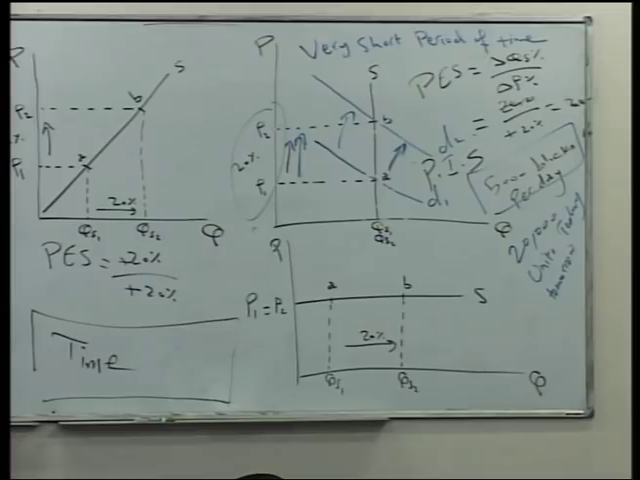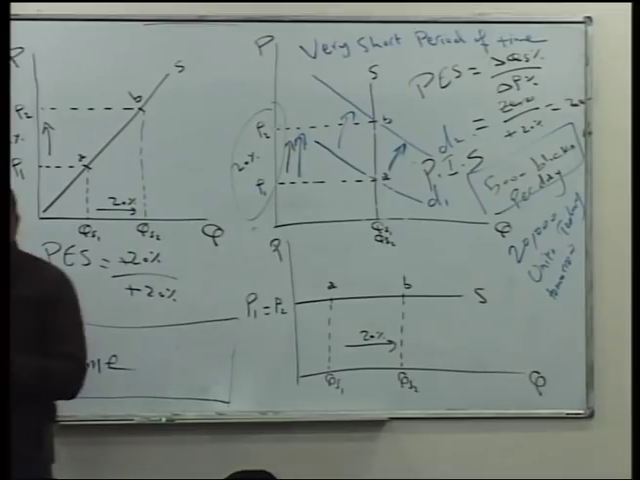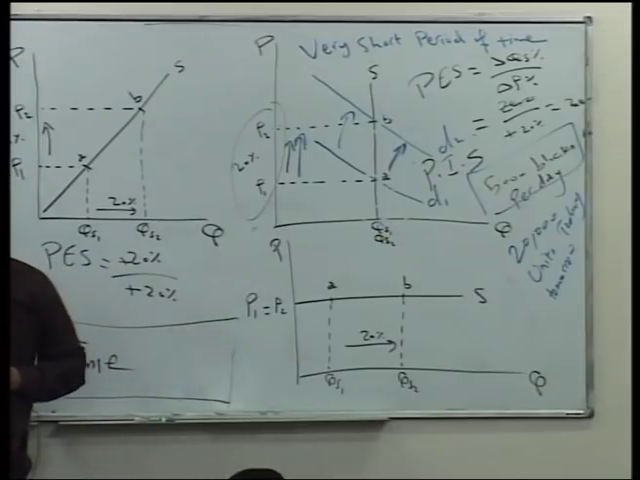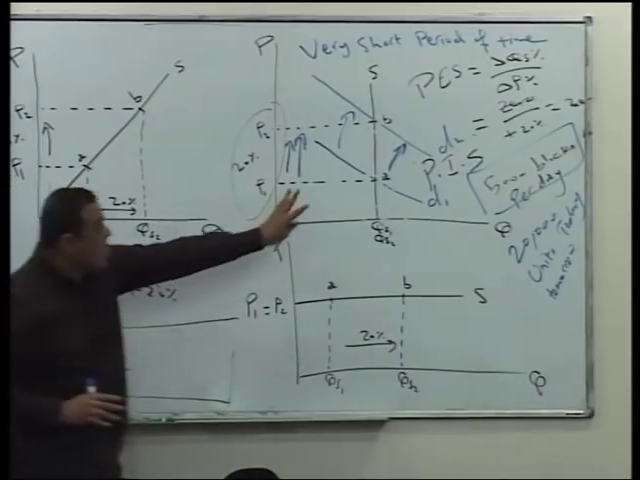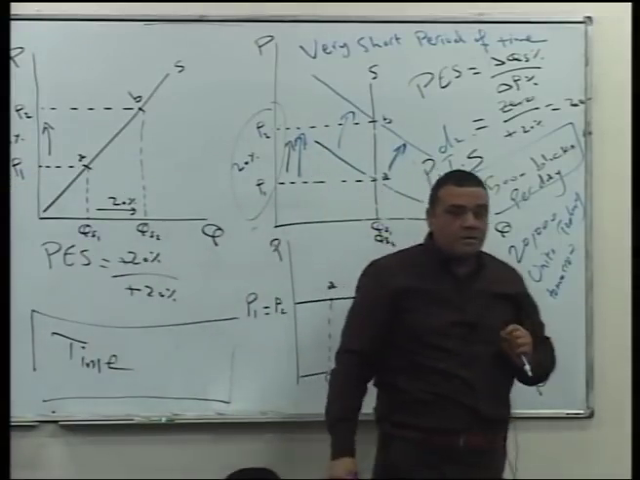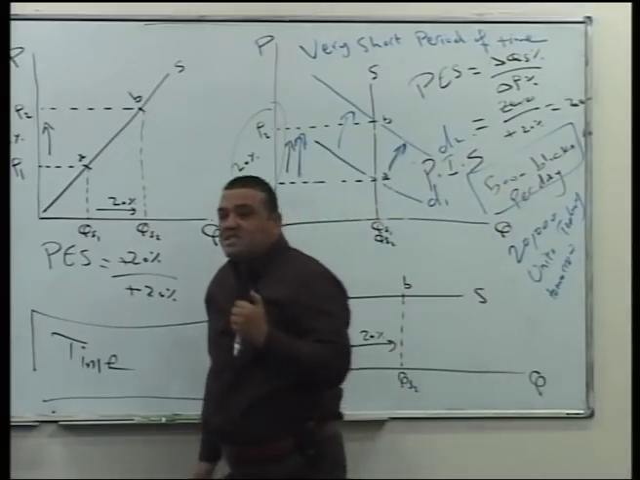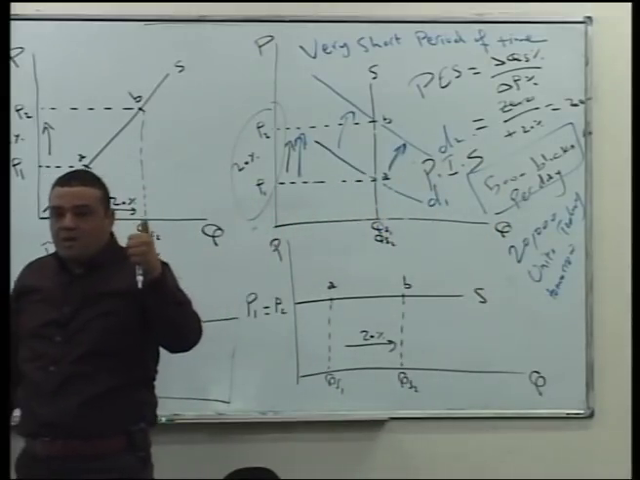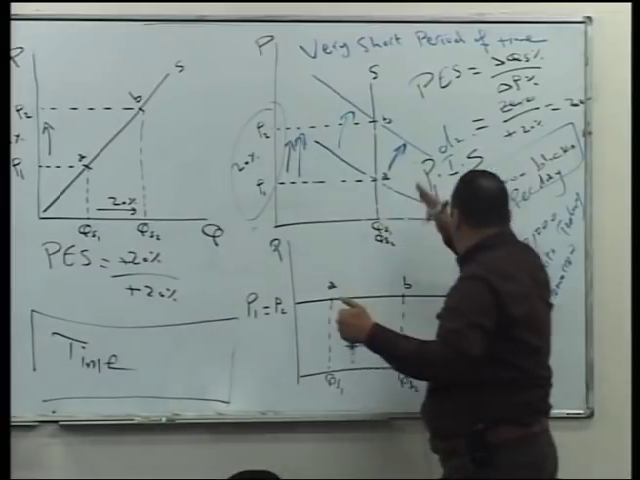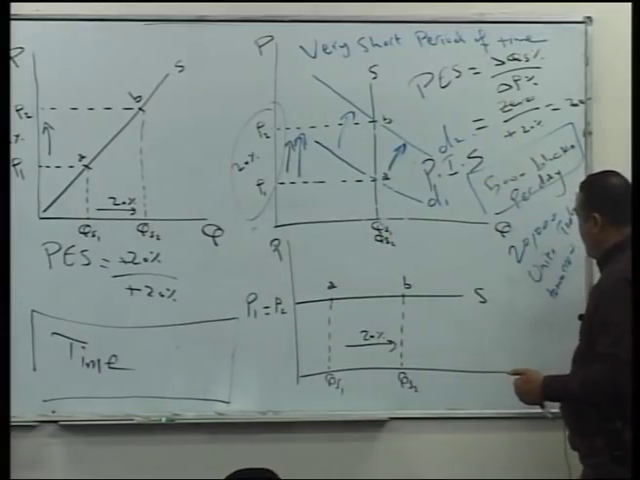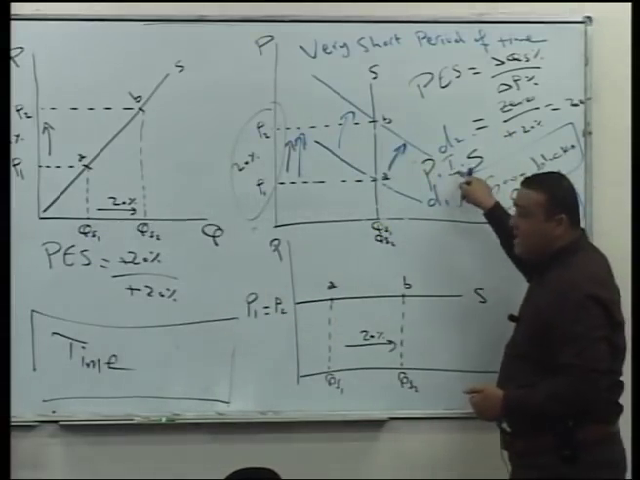The more time, the more ability to change or to increase the production. Right? Okay. So in the very short run, the supply curve will be vertical, and here we are talking about perfectly inelastic supply.